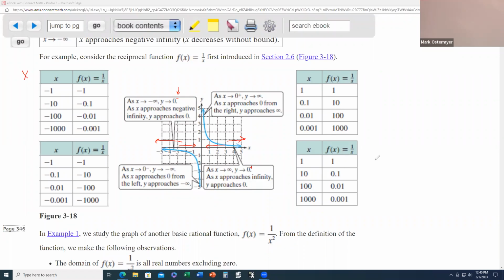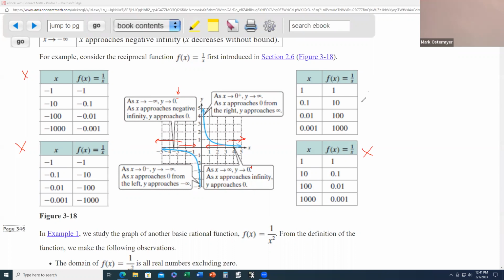Okay, and let's look at this table here, down here. This is saying as x approaches positive infinity, we go far to the right on the x-axis, f of x is approaching zero, but approaching zero from the positive side of zero, meaning approaching zero from above. This table down here is saying that as x approaches zero from the left of zero, meaning from the negative side of zero, the function is diving down towards negative infinity, going down to negative infinity.